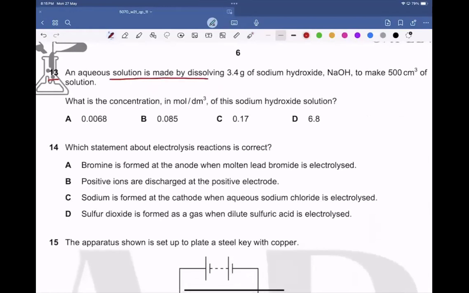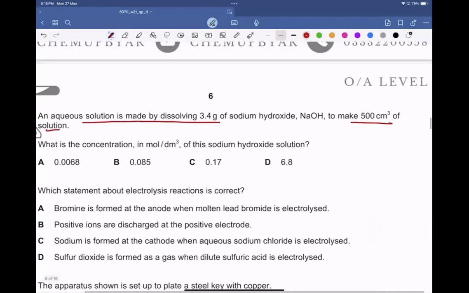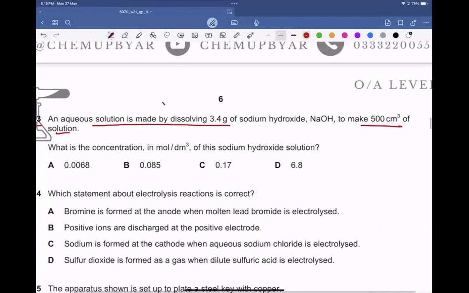Now question number 13. An aqueous solution is made by dissolving 3.4 gram of sodium hydroxide to make 500 cm³ of solution. What is the concentration? I think it's the easiest question, because to find the concentration, we know that it is moles divided by volume in dm³, right? So first find the moles of 3.4 gram of sodium hydroxide. Its Mr is 23 plus 16 plus 1, which gives you 40. So 3.4 divided by 40. Can anyone tell me the answer, please?